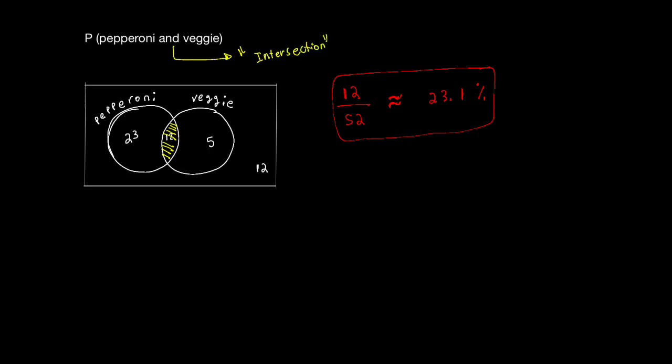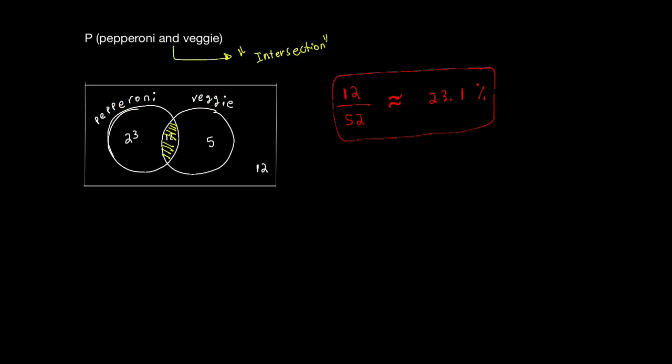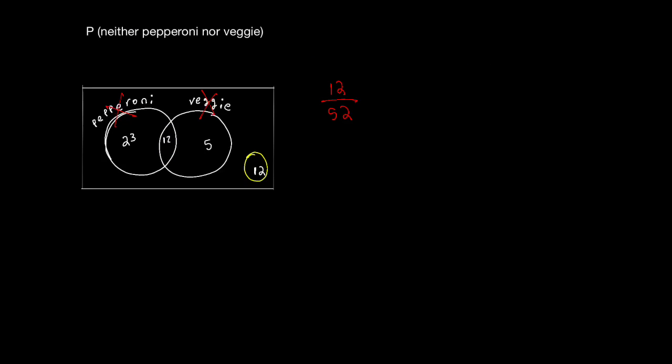All right, let's do a few more. Probability of neither pepperoni nor veggie. So we don't want anything to do with pepperoni, and we don't want anything to do with veggie, which leaves only the outside remaining. So here, the probability will be 12 out of 52 as well, which is actually the same as the probability of pepperoni and veggie. So we're going to get 23.1% here as well.